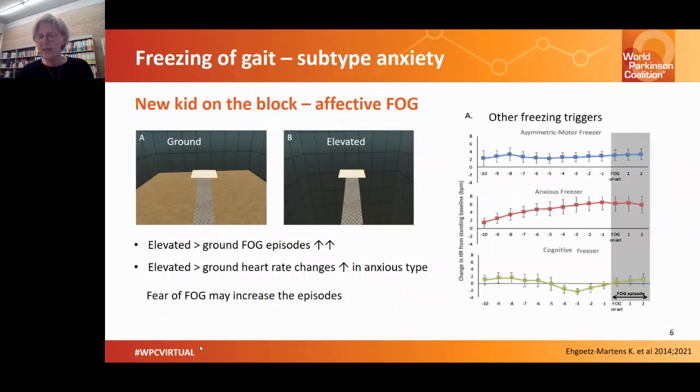However, when we look at this recent paper, we see that the heart rate changes, which can be seen as a proxy measure of anxiety, we see that the raising of heart rate changes particularly occurs in the anxious type of freezers just before the freezing onset. And this was not the case in asymmetric freezing and cognitive freezing. So that shows us the relevance of looking at different triggers and different subtypes even more in the future.